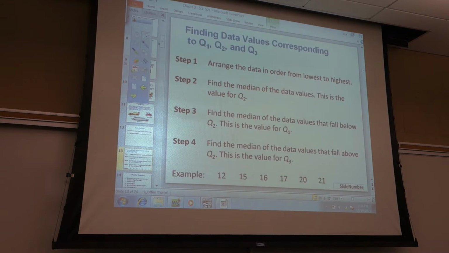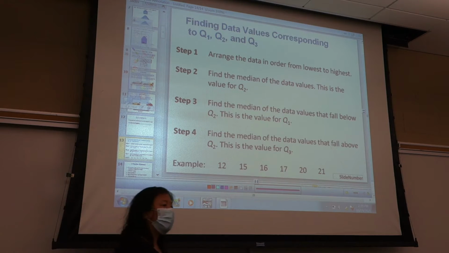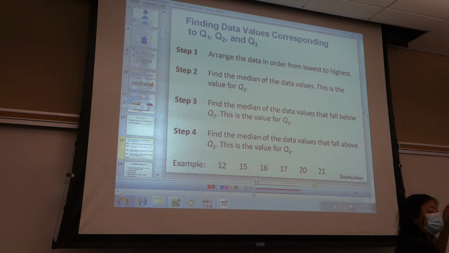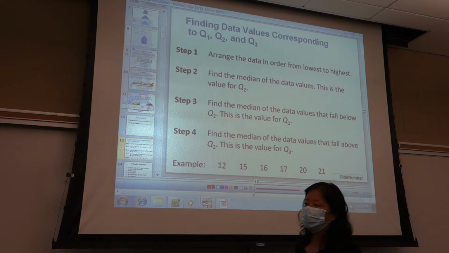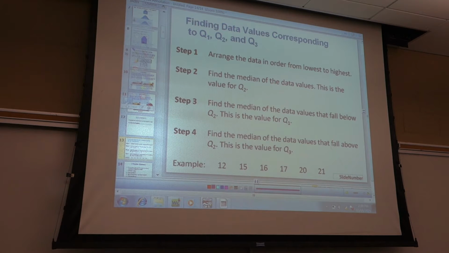Okay, now, finding the Q1, Q2, and Q3. So first of all, you need to put your data in order. On the exam, when I ask you to find the 5-number summary, the Q1, Q3, you will not be able to use your TI-84 calculators. You will only be able to use a basic calculator that does basic stuff.